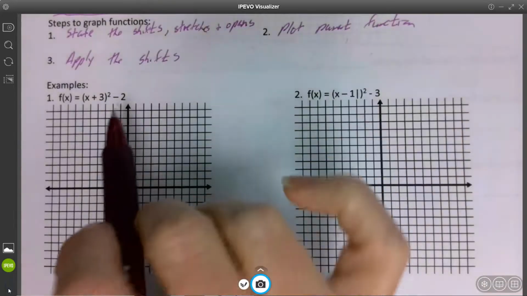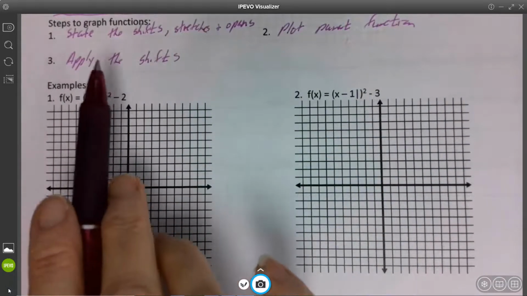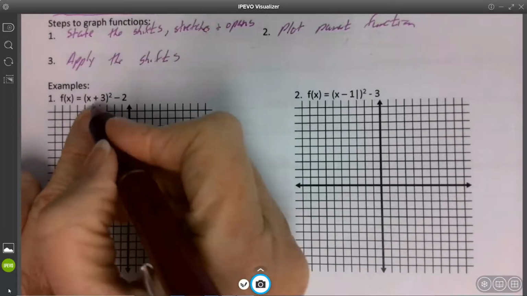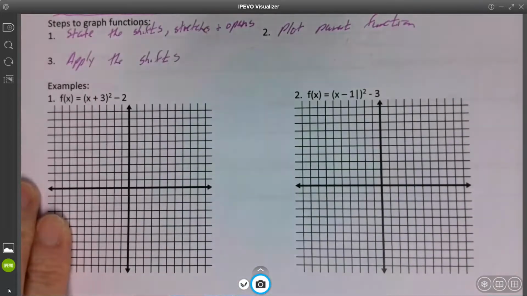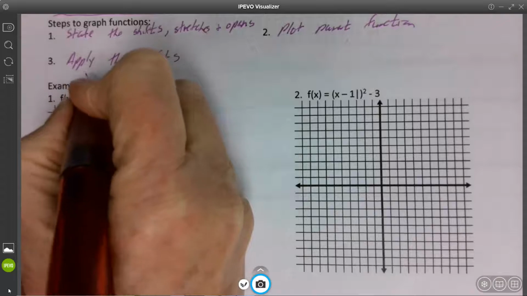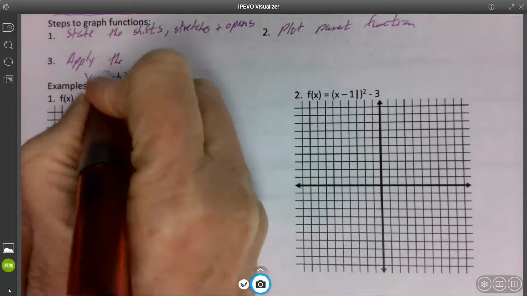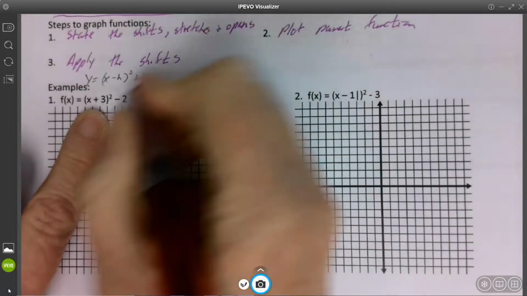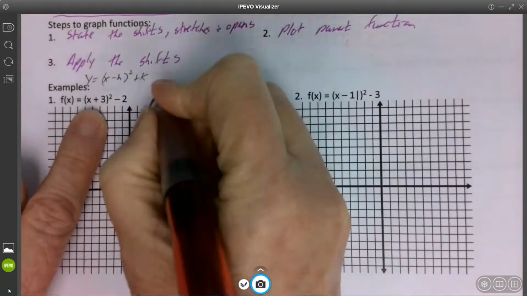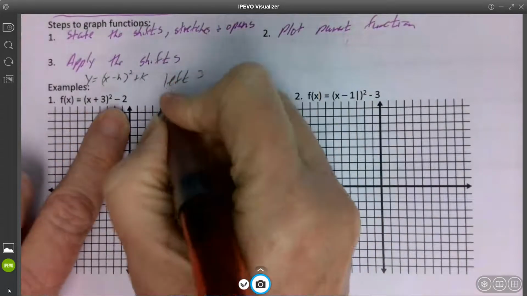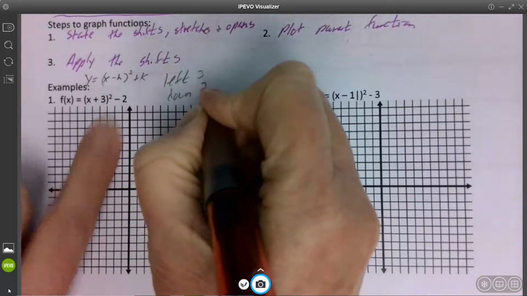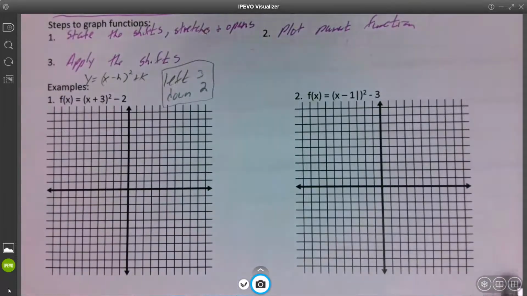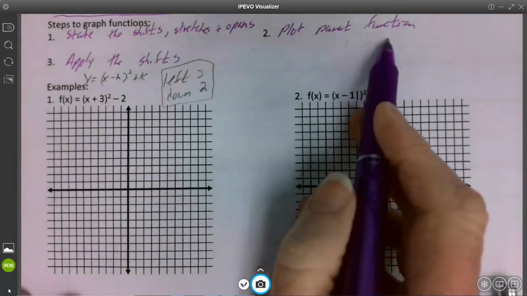So we're now going to graph using our stretches and our shifts and our parent function. So the first thing I want to do is, what are my shifts? Well, notice, vertex form: y equals x minus h quantity squared plus k. So this is the opposite. It looks like it should go right, but it's going to go left 3 and down 2. Okay? Those are our shifts. We don't have an a other than 1. So next we're going to plot the parent function.